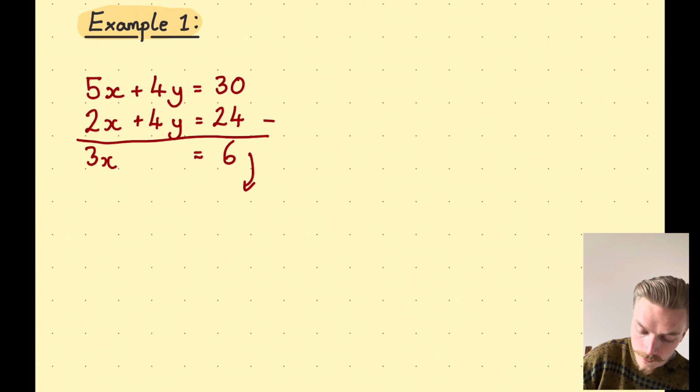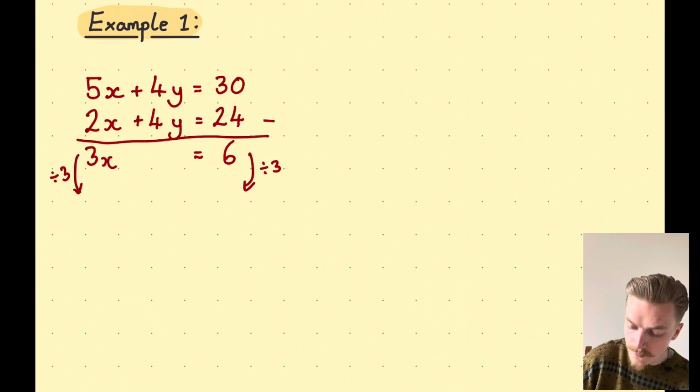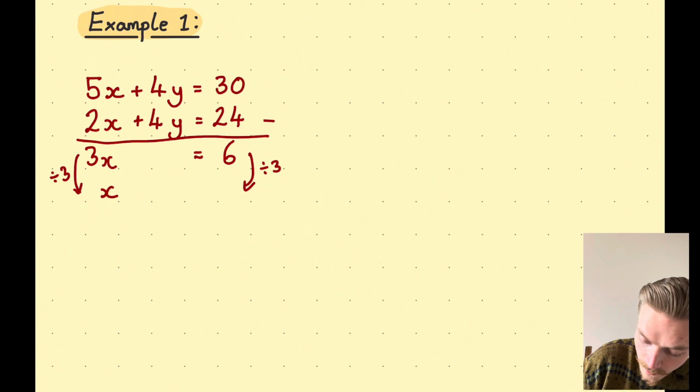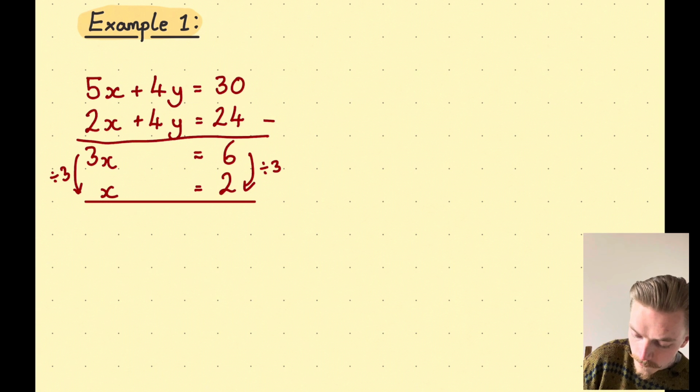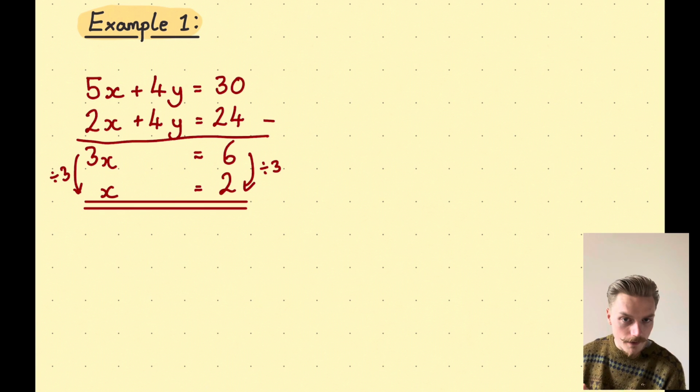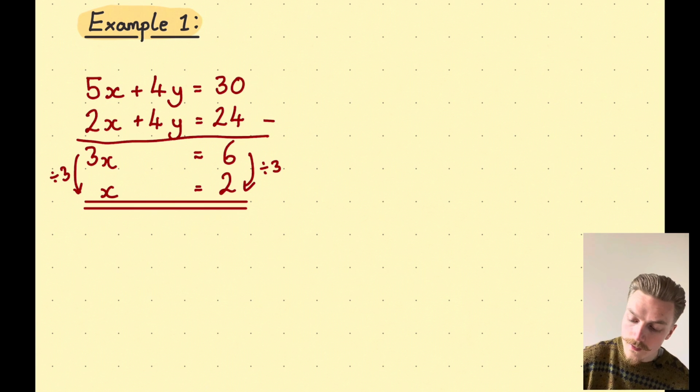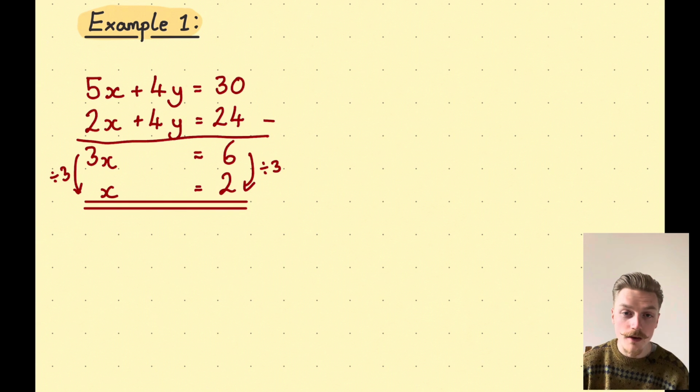And you can see all we need to do to solve it is undo that times by 3 by dividing both sides by 3. So I get x equals 2 as half of my answer. Because I'm solving it, I've now found out what x has to be. But I also need to find out what y has to be. That's another part of solving it, because I need to find x and y.